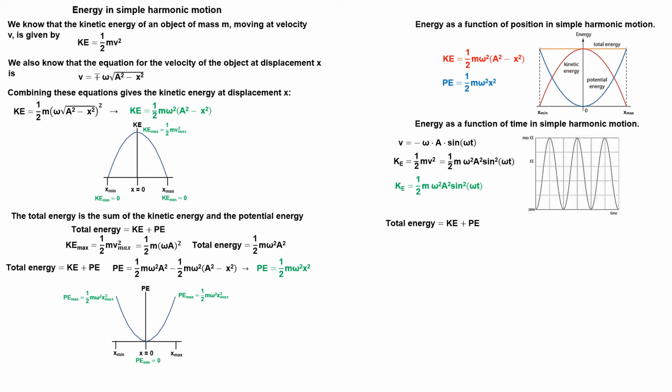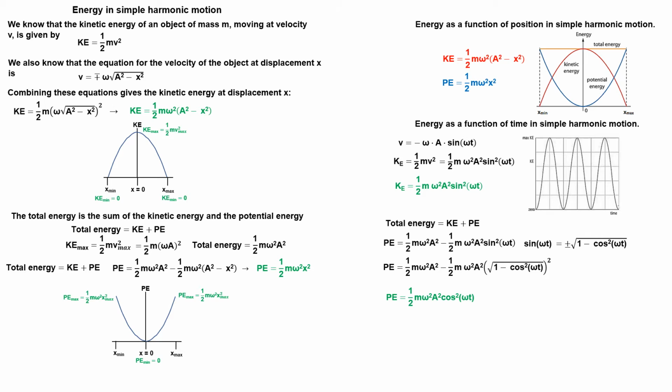The potential energy will be the difference between the total energy and the kinetic energy. Take the most important trigonometric identity and rearrange the terms. The graph of potential energy as a function of time looks like this.